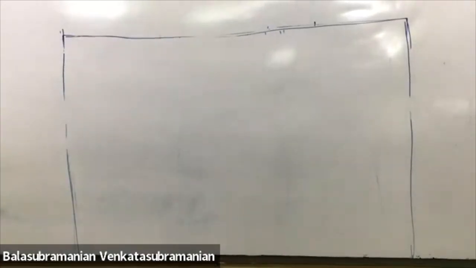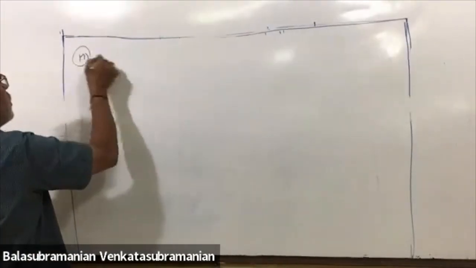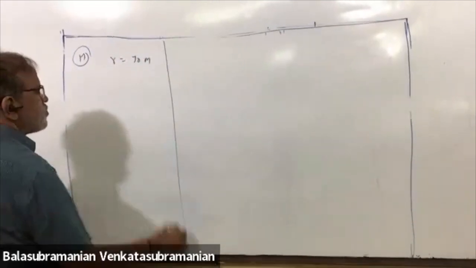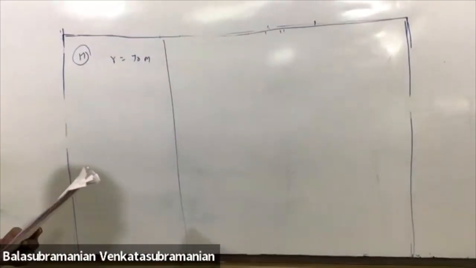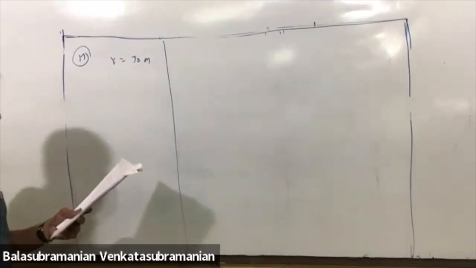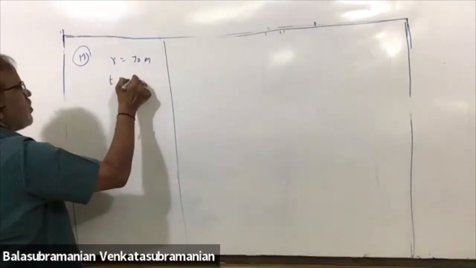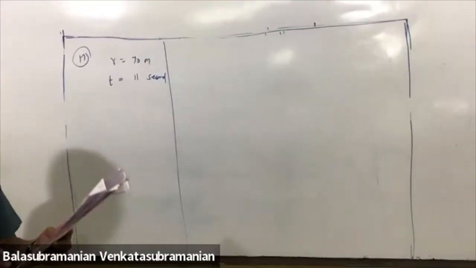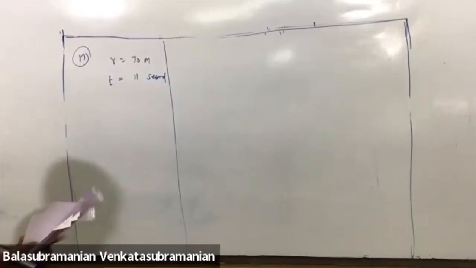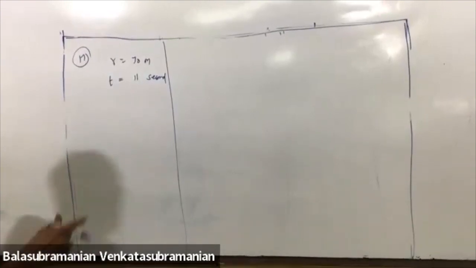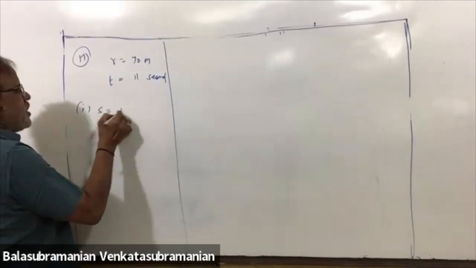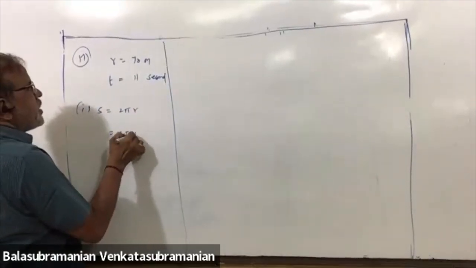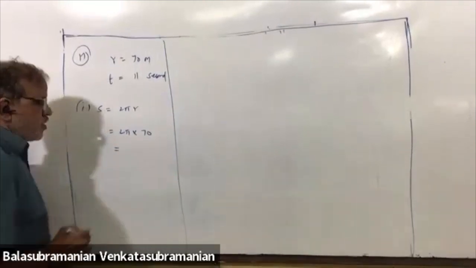17th problem. A cyclist moves along a circular path of radius 70 meter. If he completes one round in 11 seconds, time is equal to 11 seconds. Find the total length of the path. Total length of the path in circular motion is 2 pi r. 2 pi into r, which is 70, gives 140 pi.